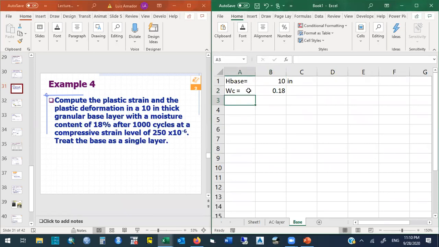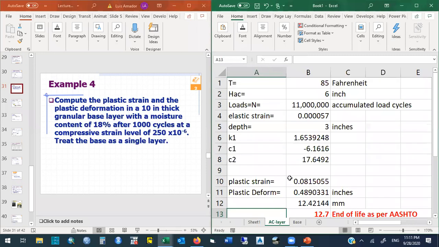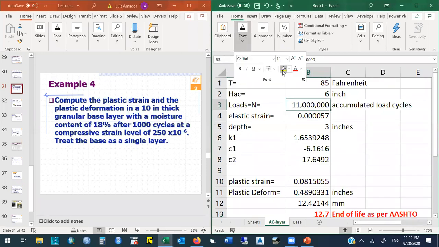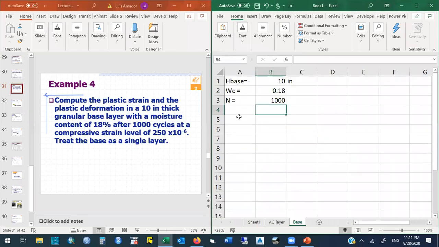The number of cycles, N. 1,000. I'm gonna put 1,000 now, but as I did in the one before, you saw that I start playing with this, right? Yes. But I'm gonna start with 1,000.